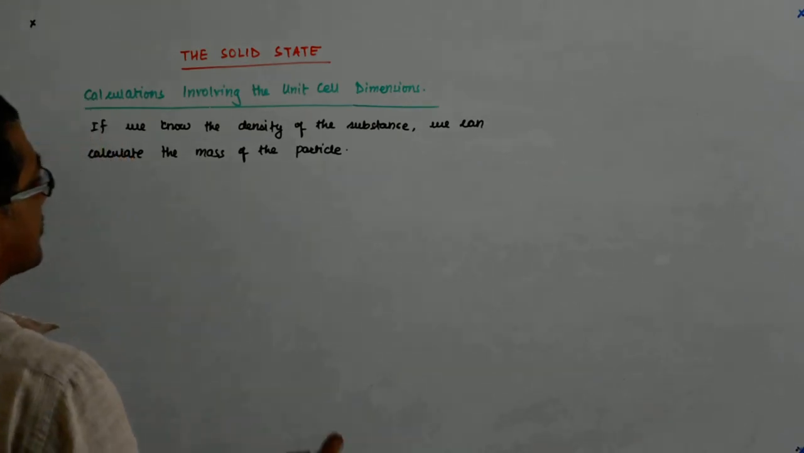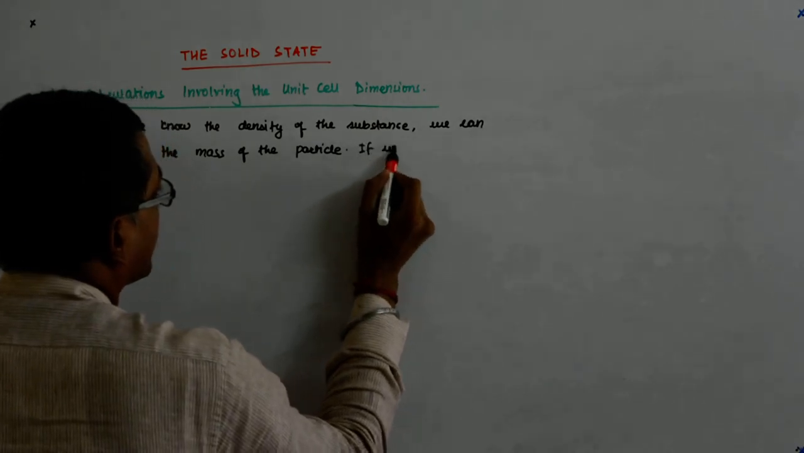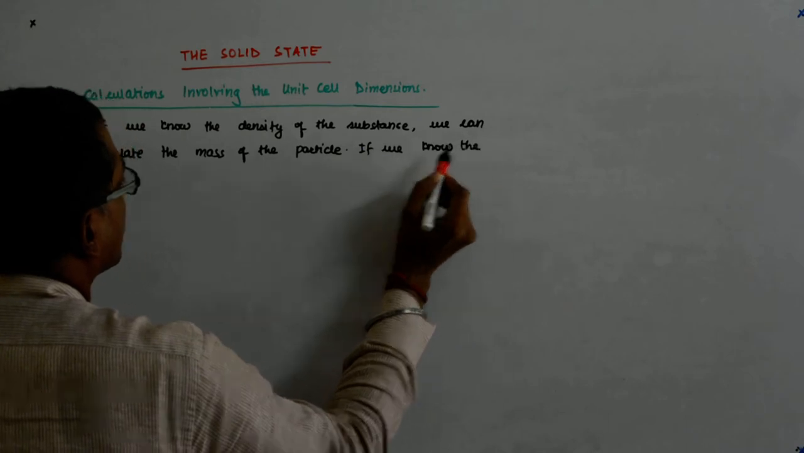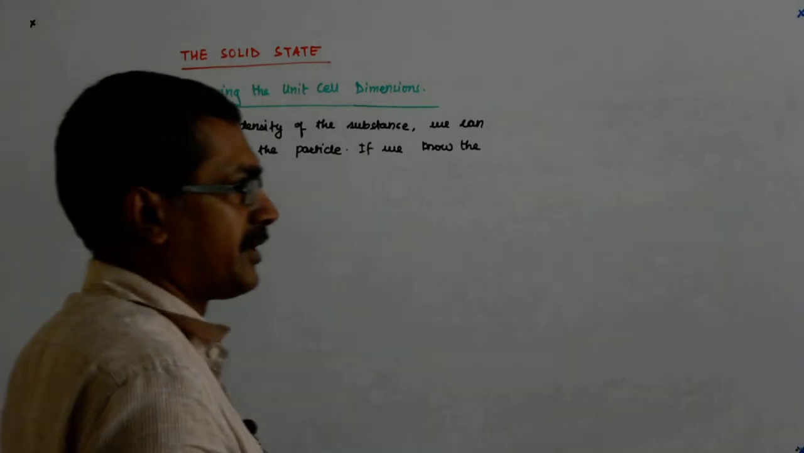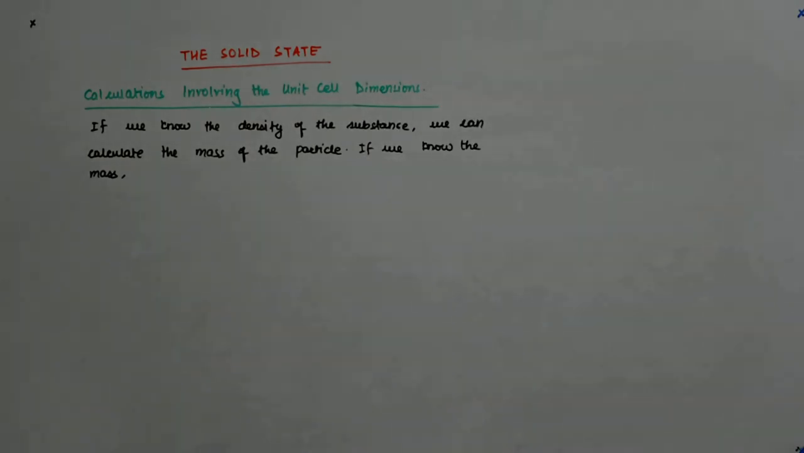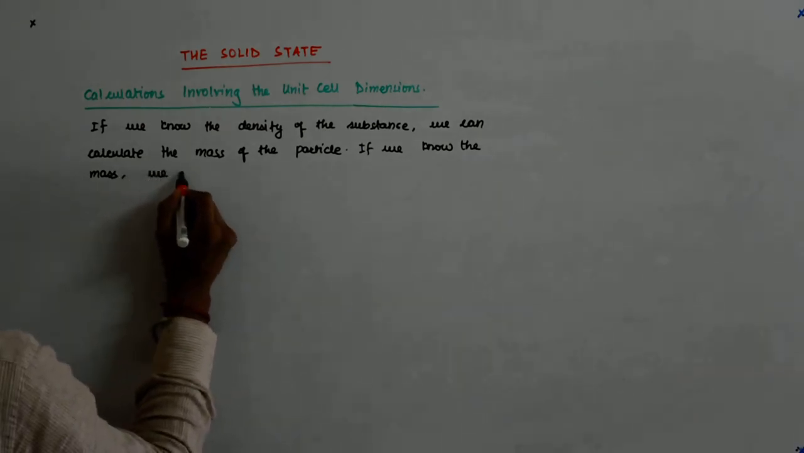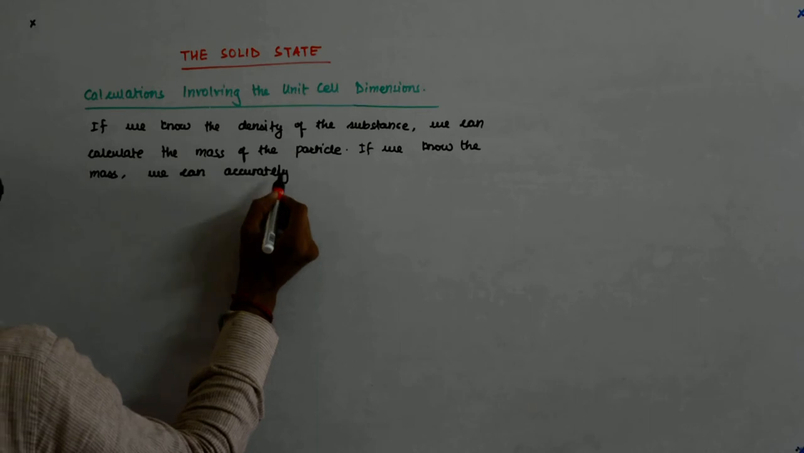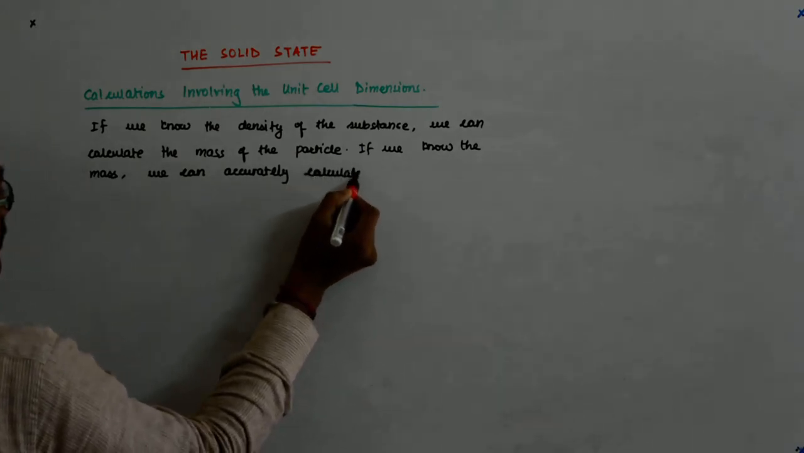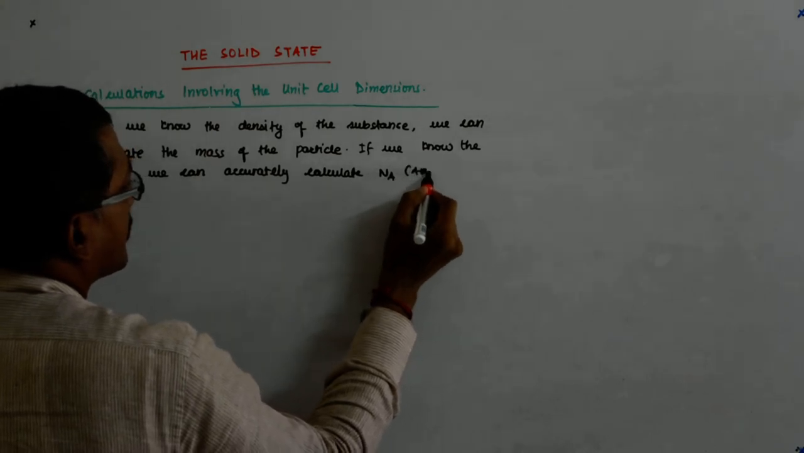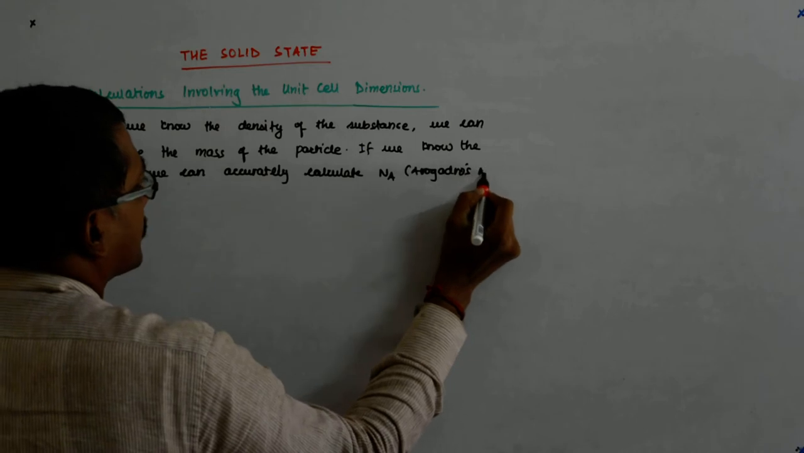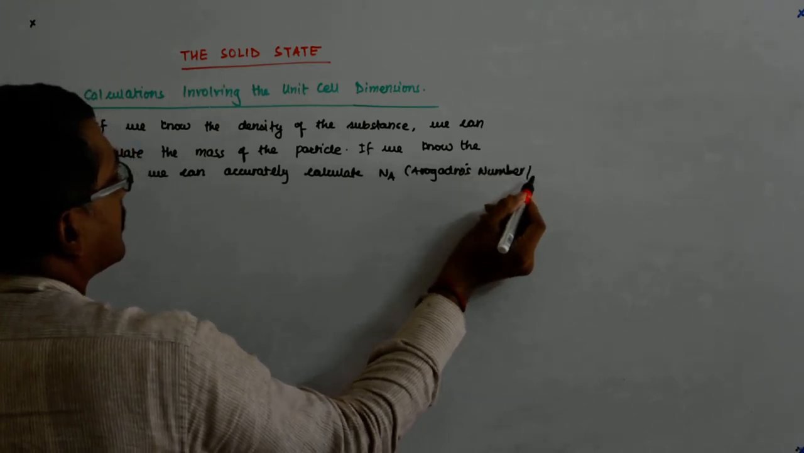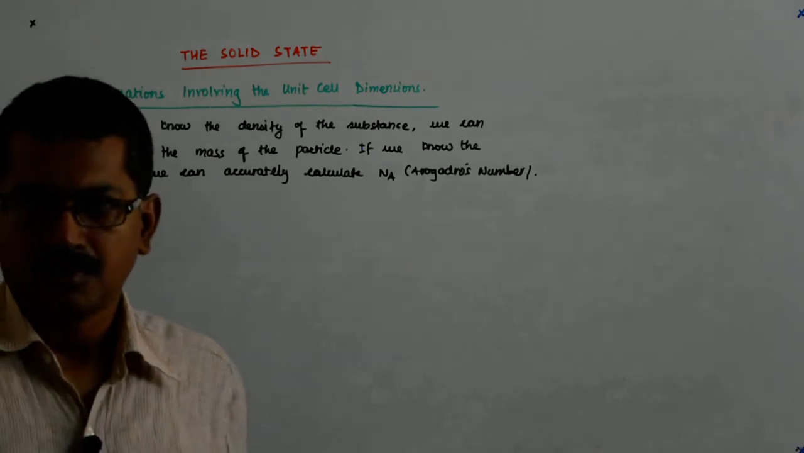Now once we know the mass, we can accurately calculate Na, which is Avogadro's number. How do I do that? How do we do that?